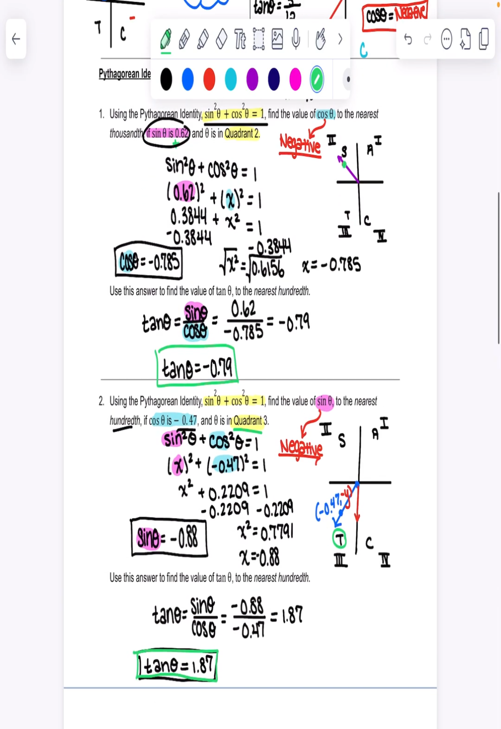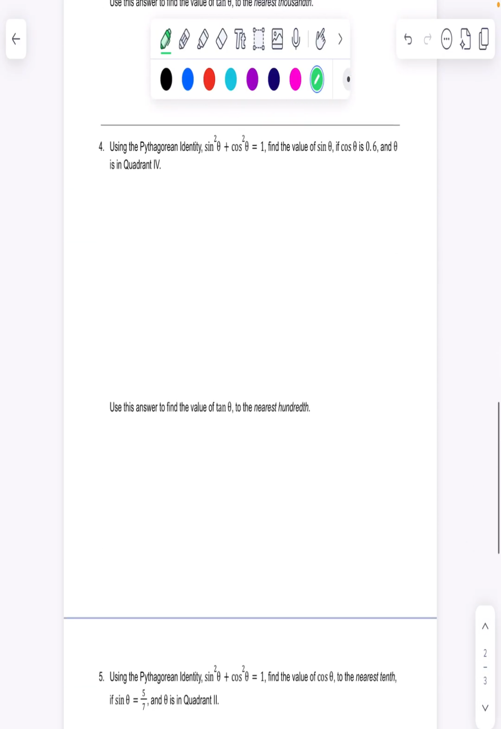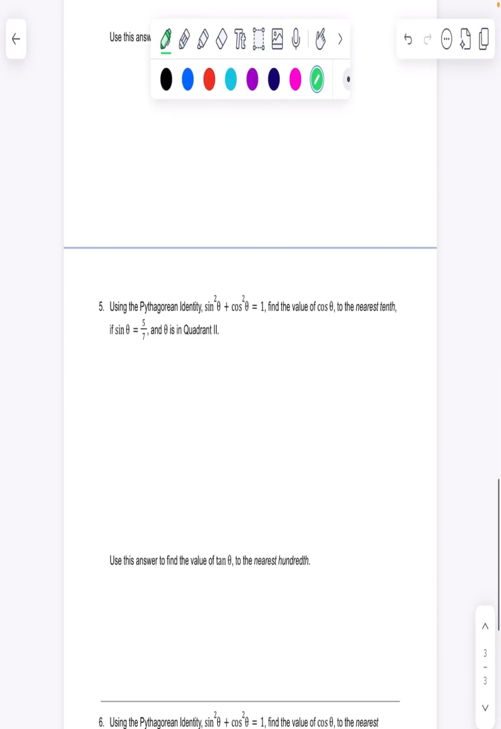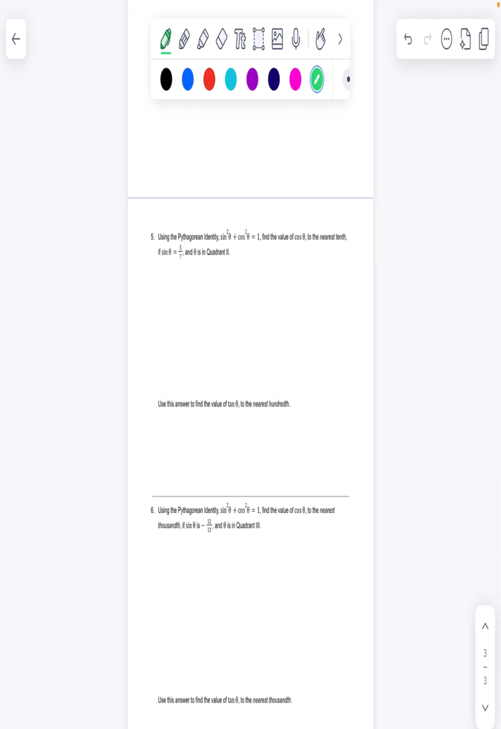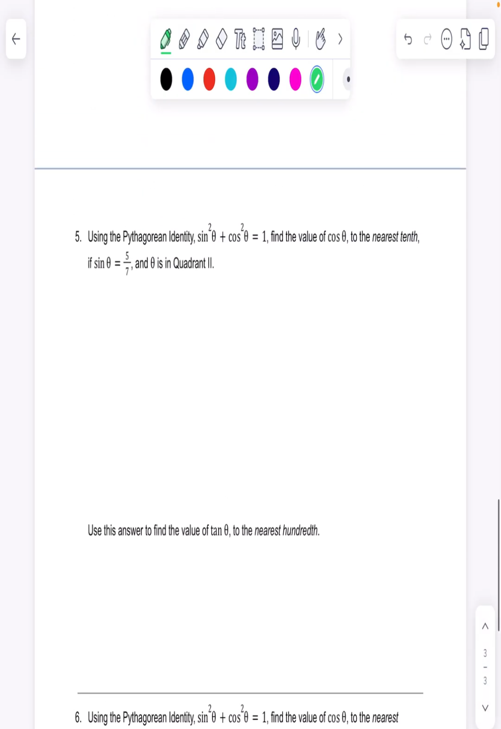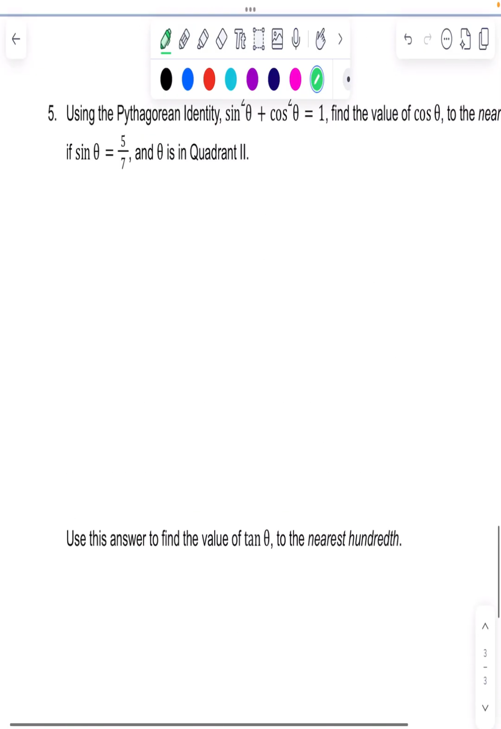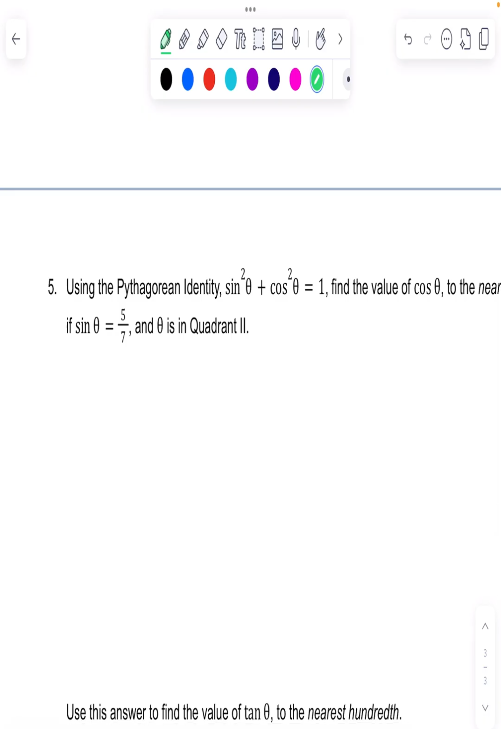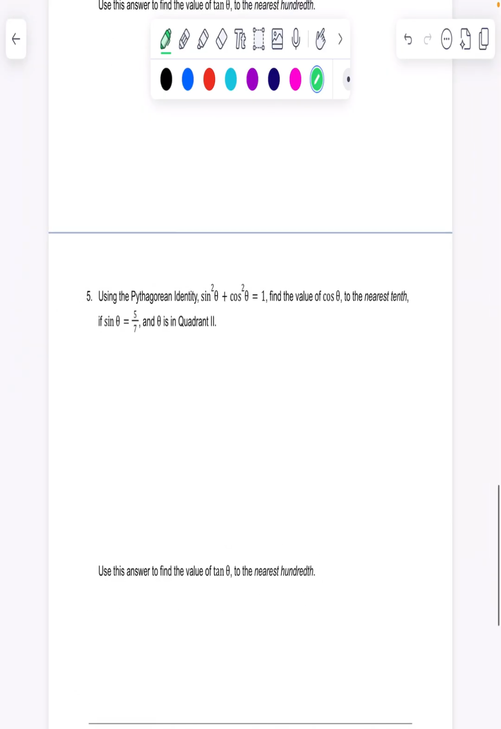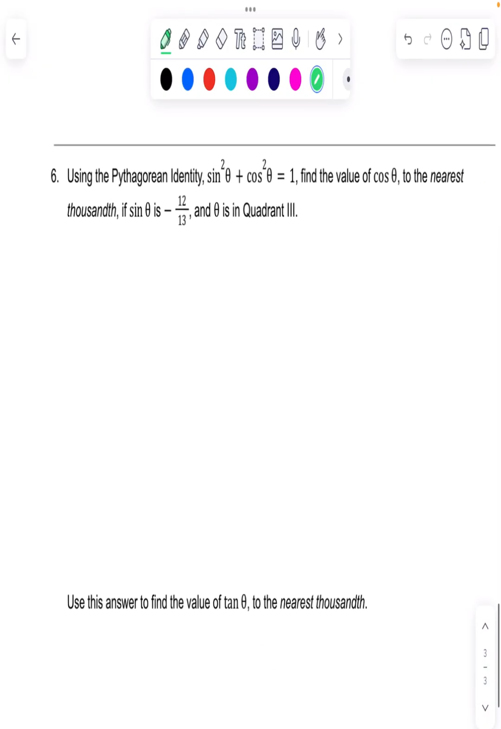So I'm going to leave you to do 3 and 4, and 5 also, because 5 and 6 are similar. They both have a fraction, but 6 I'm going to do with you because, in my opinion, negative 12 over 13 is a lot more scary than 5/7. I know, it might be crazy, but that's my opinion, to each their own. Alright, so don't get nervous.